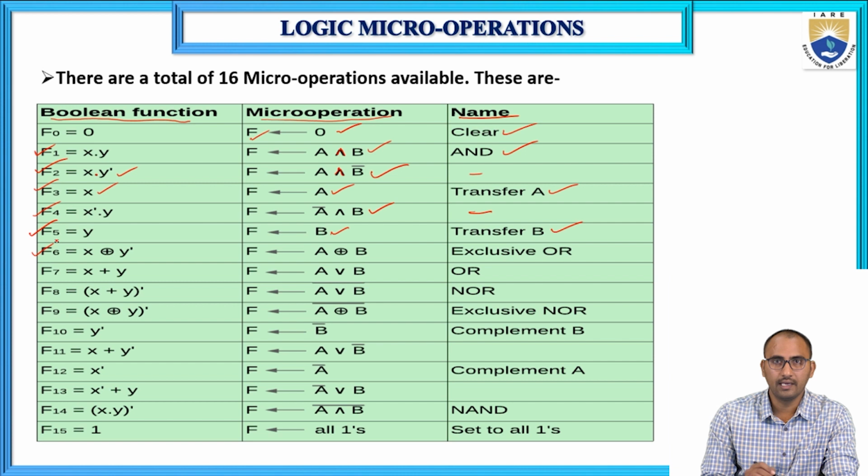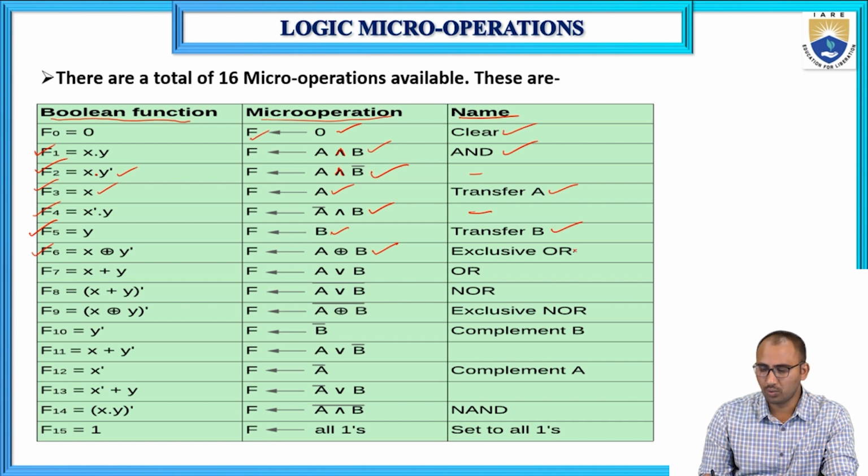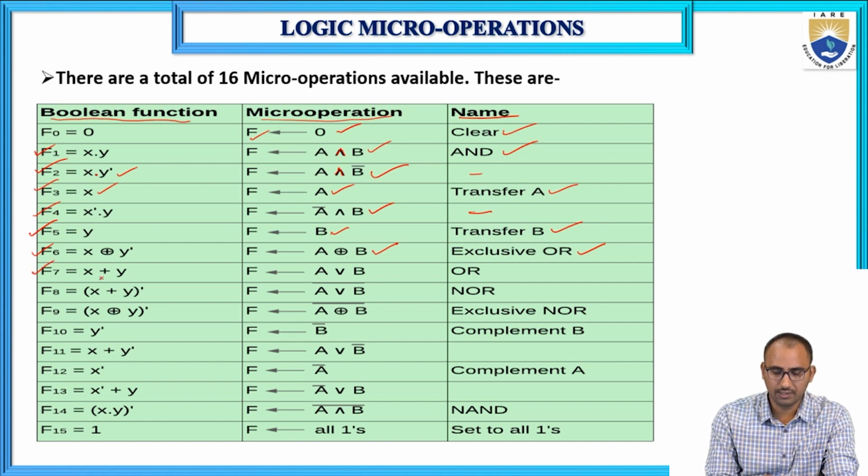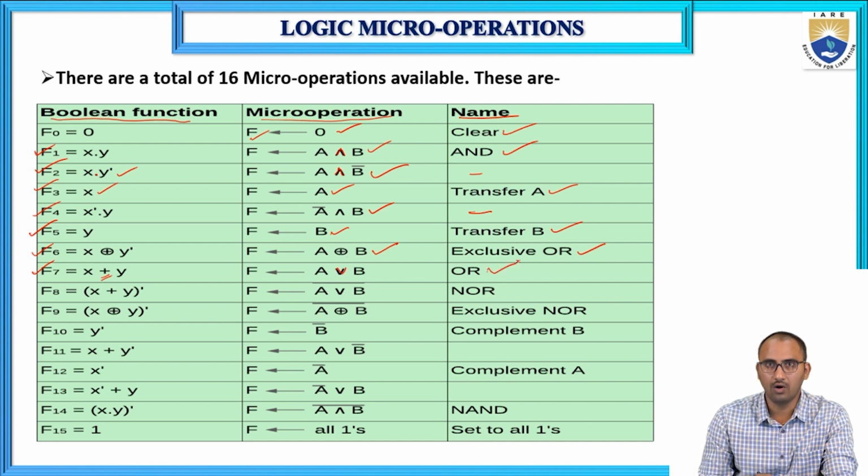Now coming to F6. F6 is X XOR Y dash. In micro operation, it is A XOR B. The name of the micro operation is exclusive OR. So we are performing the exclusive OR operation. Just before, we have seen the truth table and its operation. Next F7, X plus Y. The plus indicates the OR operation, so A or B. The type of operation is OR.